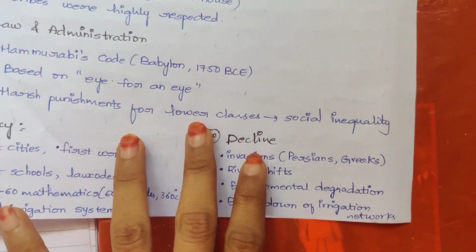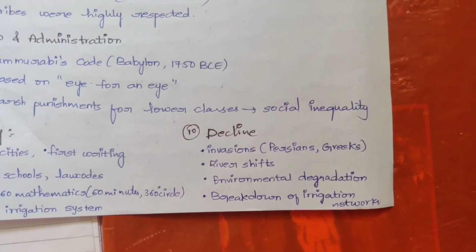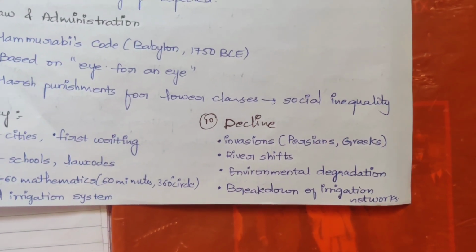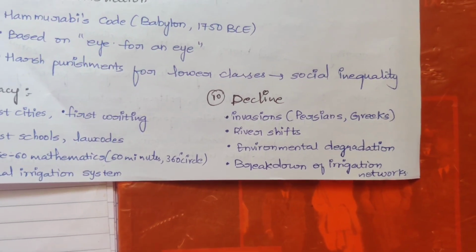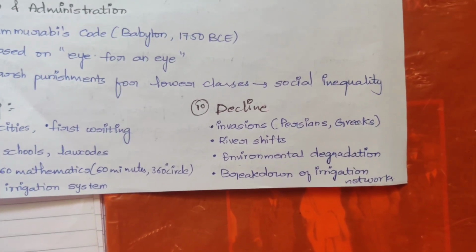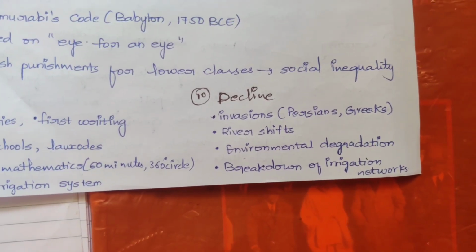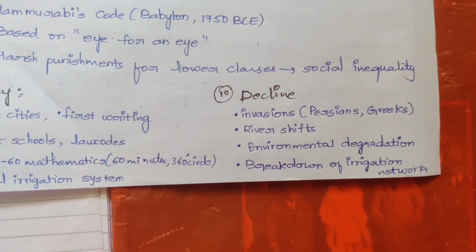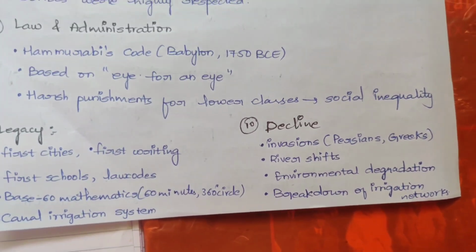civilization. And why it declined. So invasions, outsiders came into their area, like invasions by Persians and Greeks. River shifts, as the place was between two rivers, the shift of rivers due to that. And environmental degradation, breakdown of irrigational networks. So this is how Mesopotamia declined.